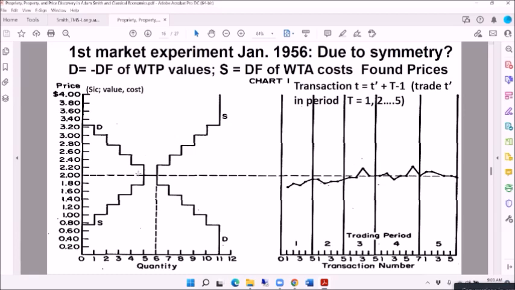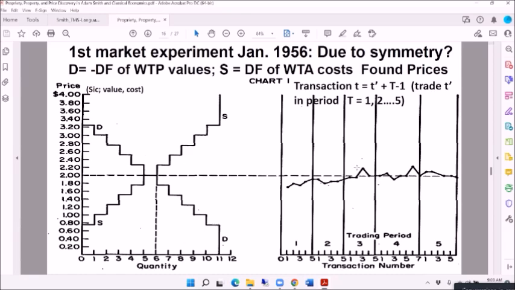There are no prices in the left-hand diagram. Marshall, everybody puts price on the vertical axis of supply and demand scales. There aren't any prices over there. That's a distribution of values and a distribution of costs. There are no prices in the left-hand diagram. The prices need to be discovered in the market, and we see them being discovered in a series of trading periods, period 1, 2, and so forth.